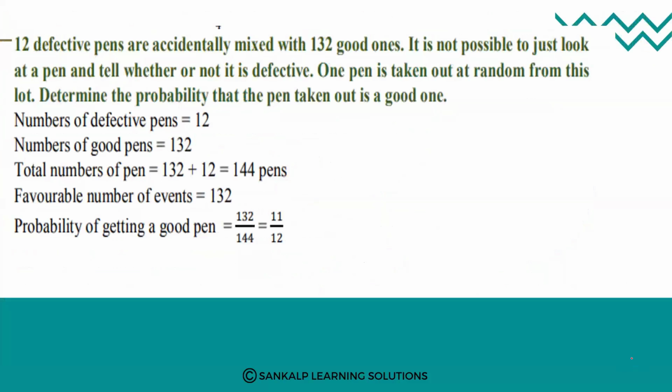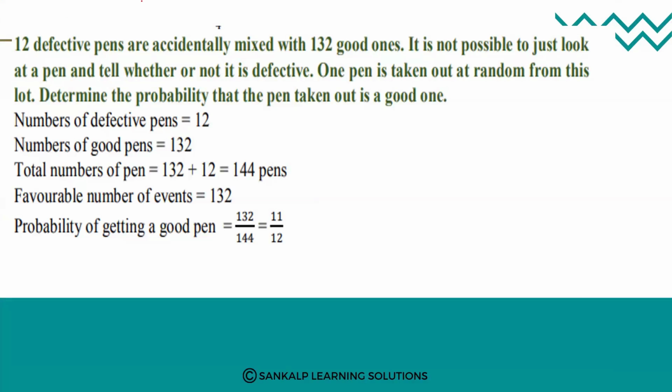Okay. Next, 12 defective pens are there. So 12 defective pens are accidentally mixed with 132 good ones. Is it possible to just look at a pen and tell whether or not it is defective? One pen is taken out at random from this lot. Determine the probability that the pen taken out is a good one.